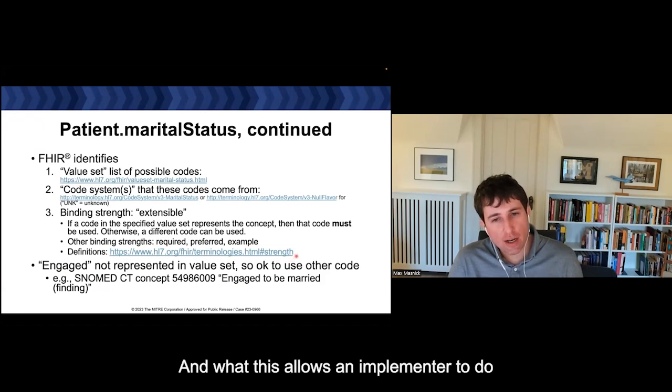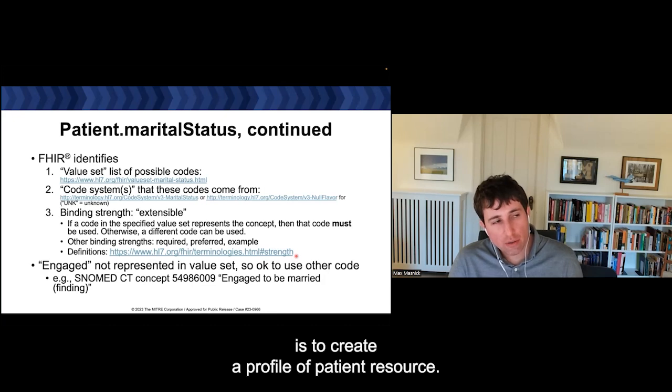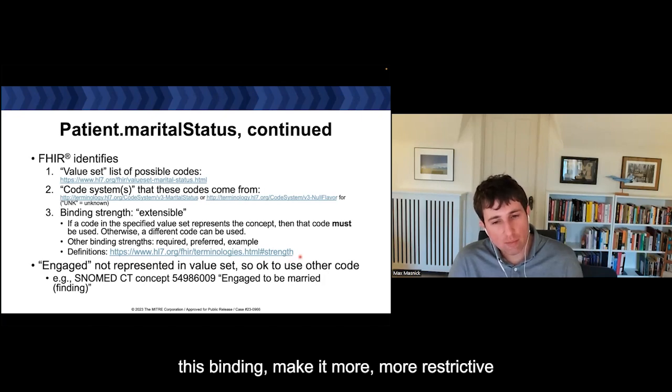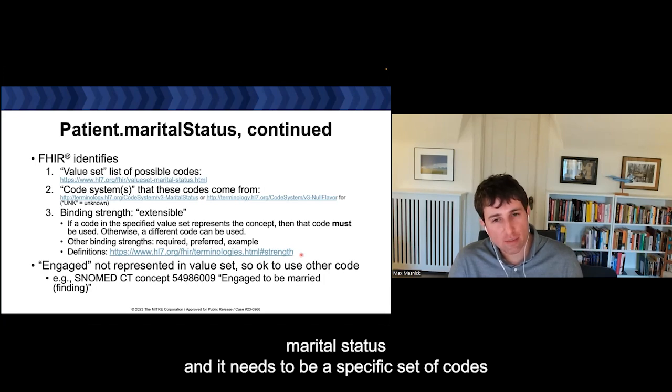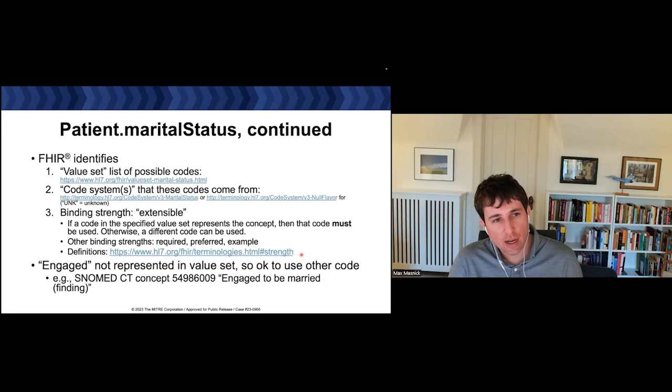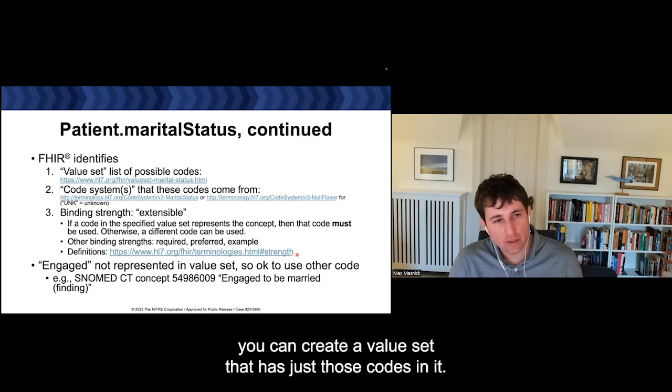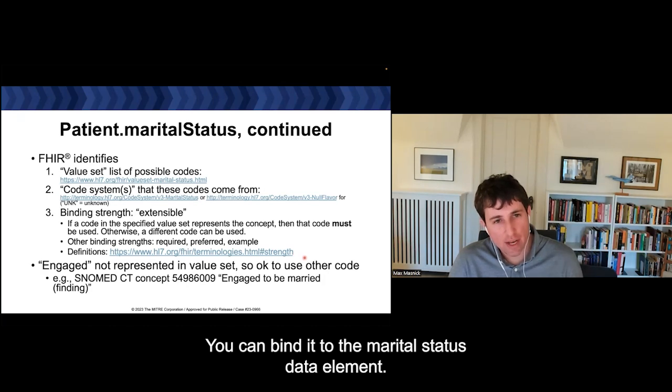What this allows an implementer to do is to create a profile of a patient resource, and I'll show an example of this in a minute, and actually strengthen this binding, make it more restrictive. For example, if for a research study you need to know marital status and it needs to be a specific set of codes based off of the data dictionary for the study, you can do that in a FHIR implementation guide. You can create a value set that has just those codes in it. You can bind it to the marital status data element.